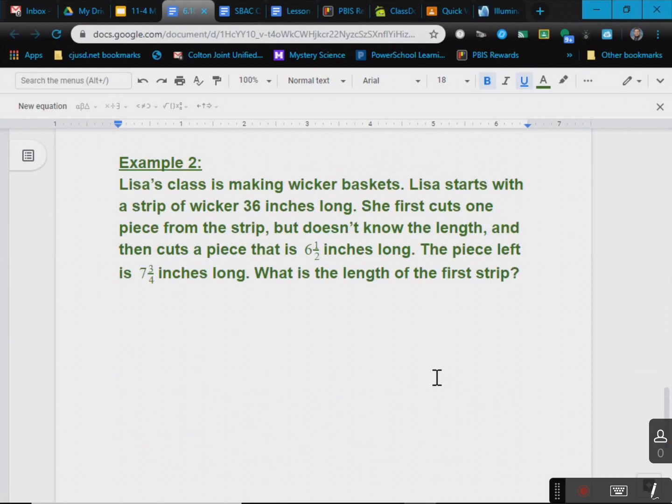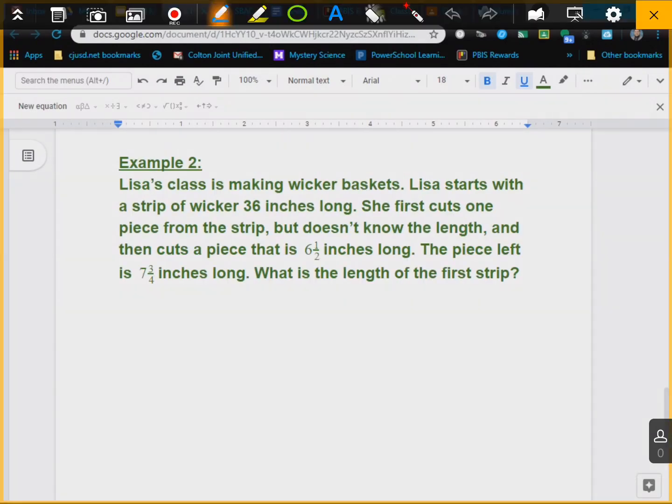Lisa's class is making wicker baskets. Lisa starts with a strip of wicker that is 36 inches long. I'm going to circle that. She first cuts one piece of the strip, but doesn't know its length. That's probably what we're going to have to find. Then she cuts a piece that's 6.5 inches. The piece left is 7 3/4 inches. What's the length of the first strip?